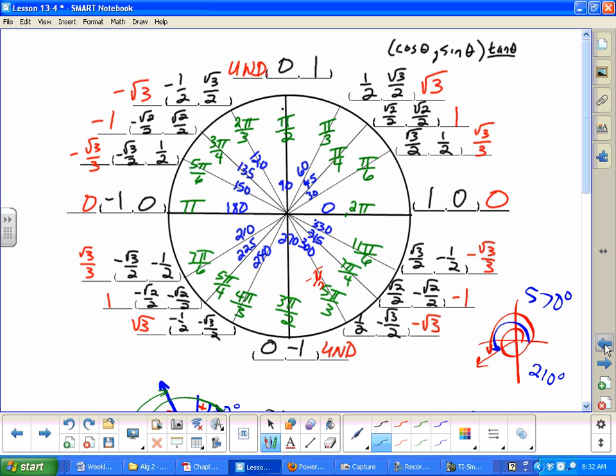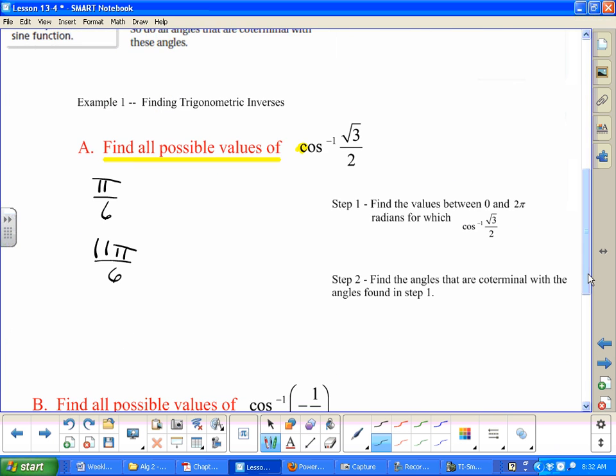What are we doing? I'm adding 2 pi. And if I'm at 11 pi over 6, to go around the circle and end up back at 11 pi over 6, I'm going to add 2 pi. Could I go negative also? Yes, I could. So what we're going to say then is that this would be 11 pi over 6 plus 2 pi, and we're going to use the letter n here. And then we're going to say where n is an integer.